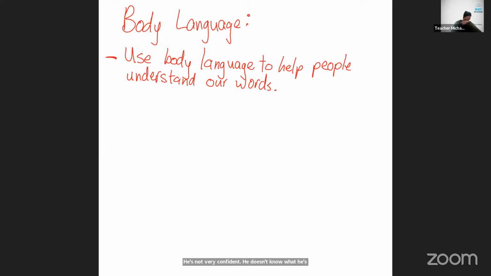It's hungry. So, very good point, Stella. We use our body language to help people understand our words. Who else has a point about body language? No, not food, Tom, body language.